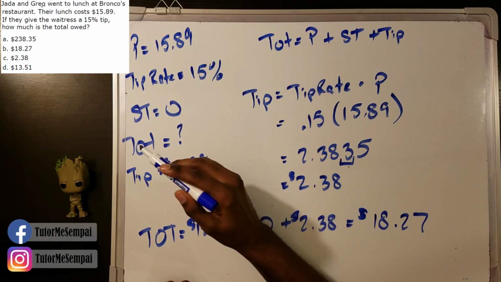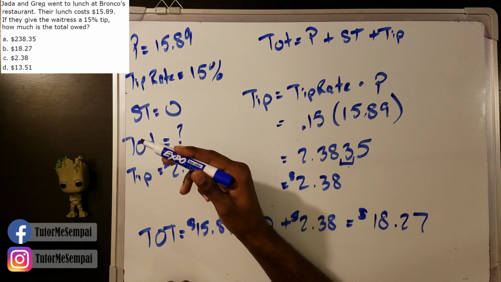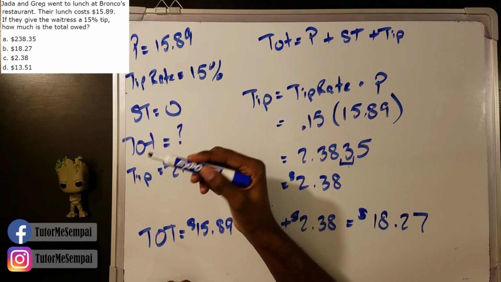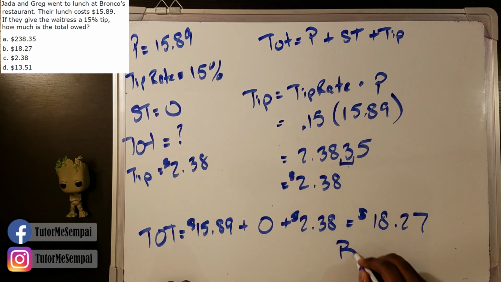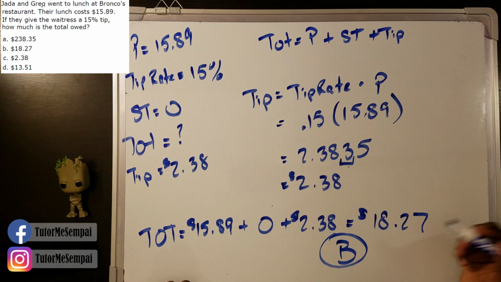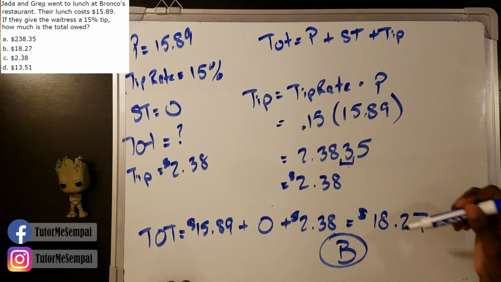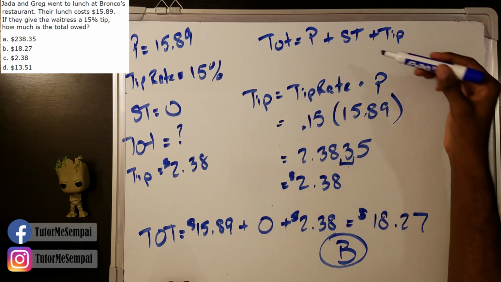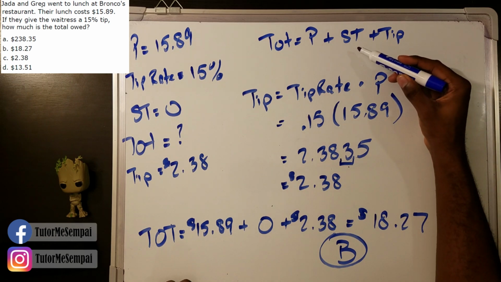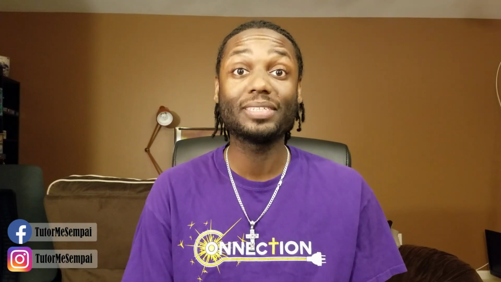Which letter does that correspond with? A, B, C, or D? B. Good job. So our answer for today, this question, is going to be B. We're going to be owing $18.27, assuming sales tax is 0. So I hope you're able to follow today's example.